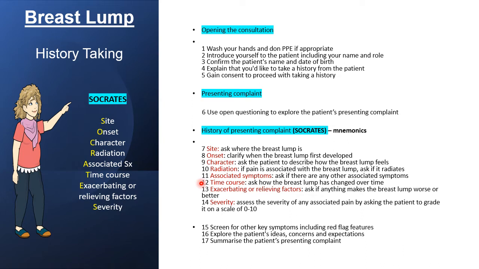The time course: ask the patient how this lump has changed over time, especially in this patient over the one month. Exacerbating and relieving factors: what makes the lump worse and what makes it feel better. And severity, especially for pain: how severe is the pain? Having got all these particulars, we continue with the other parts. So this is a summary of the SOCRATES mnemonic representing the various aspects of the symptom.